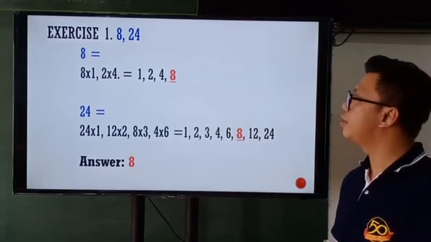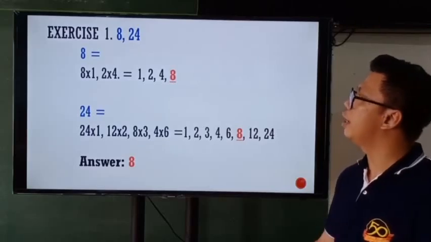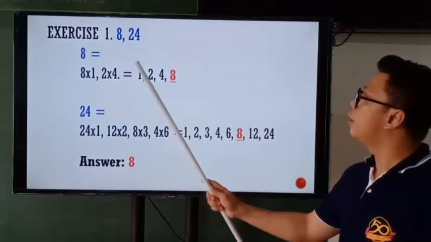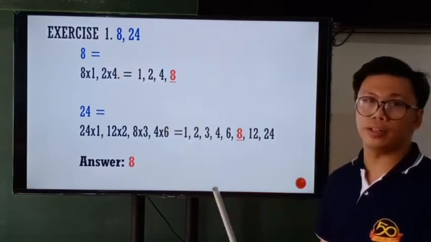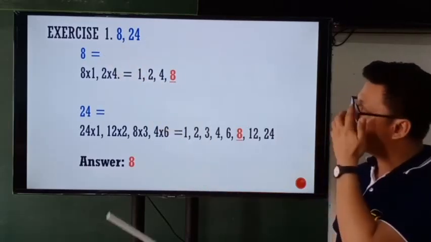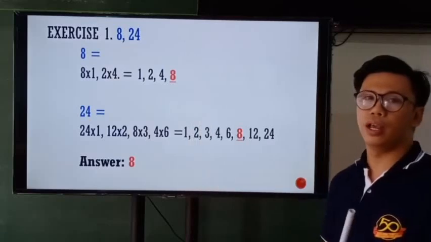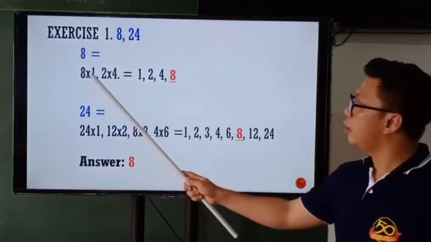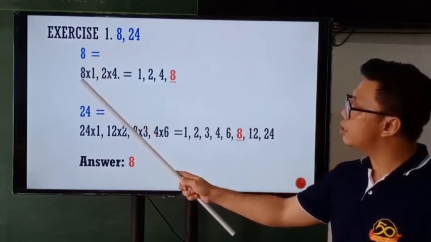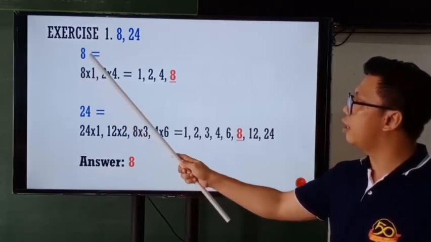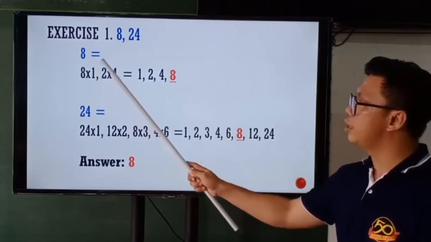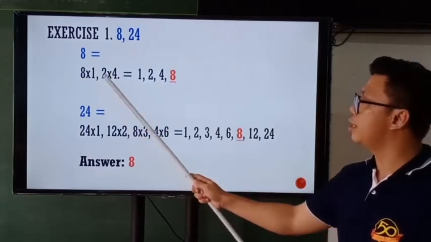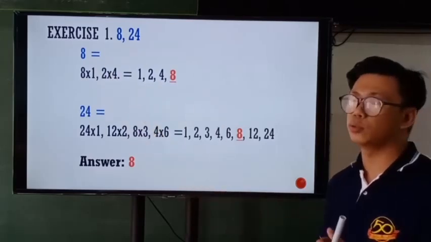Okay, let's check your answer. We have here exercise number 1. We have 8 and 24. So first, we will find the factor of 8. So what is the factor of 8? We will write here, the factor of 8 is 8 times 1 is 8, 2 times 4 is 8. So the factor is 8 times 1 and 2 times 4.